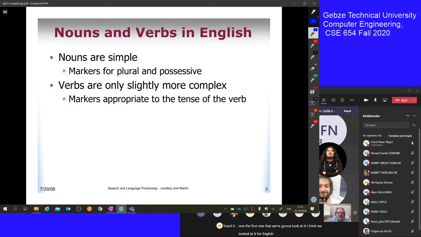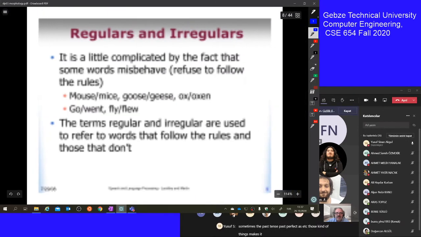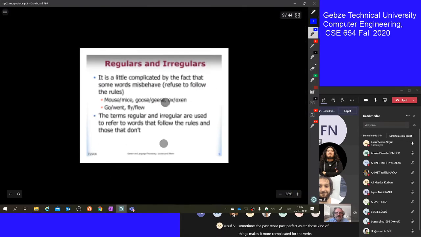For nouns, especially for the inflectional morphology, it is very simple. For the nouns, it only could be a singular noun and a plural noun. And for the verbs, it is the verb itself and the ing postfix, and the ed, sometimes the past tense, past perfect tense, etc. That kind of thing makes it more complicated for the verbs.